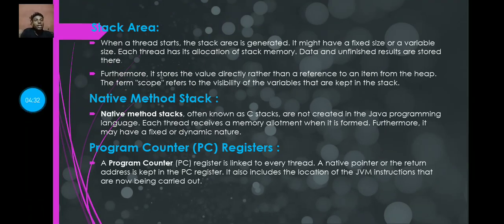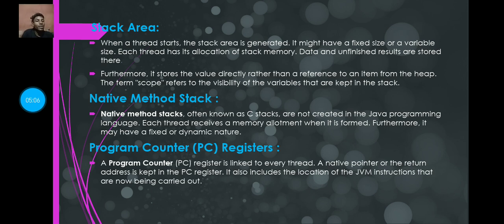Now we will see the stack area. When a thread starts, the stack area is generated. It might have a fixed size or a variable size. Each thread has its own allocation of stack memory. Data and unfinished results are stored there. Furthermore, it stores the value directly rather than a reference to an item from the heap. The item scope refers to the visibility of the variables that are kept in the stack.